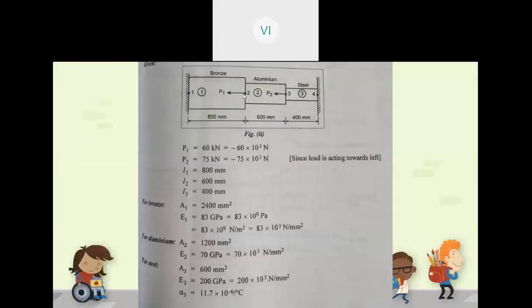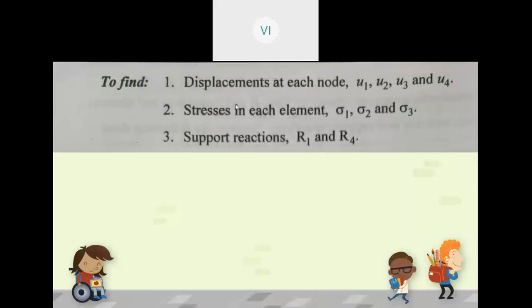So here it will be minus because it is moving in the left side direction, so it is taken as minus. The rest you write as given. Go with these values and find out displacement, stress and reaction force.